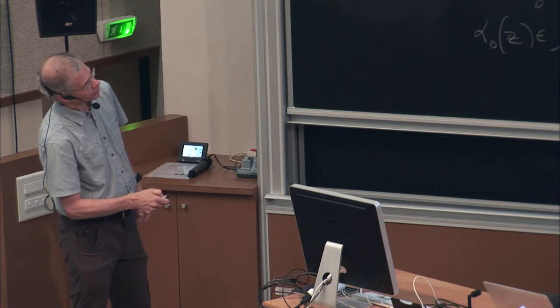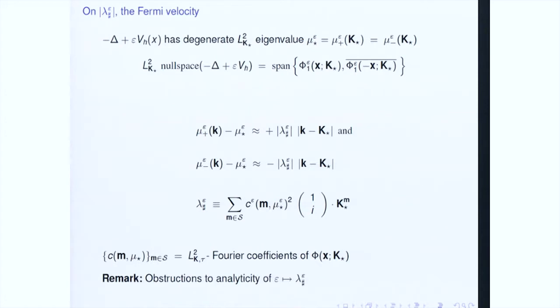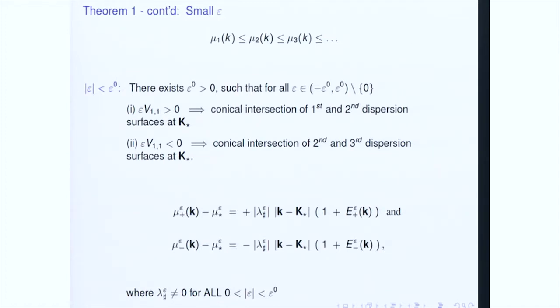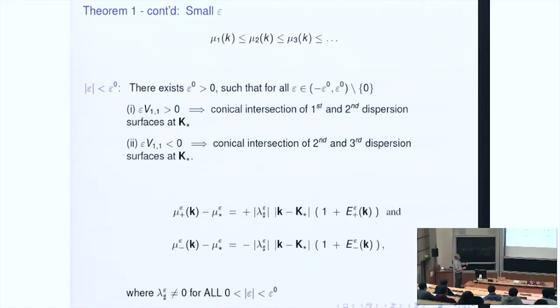Okay. Here's the expression for lambda, the quantity whose modulus is the Fermi velocity. It's a lattice sum over Fourier coefficients of these degenerate Bloch modes. And a key part of the analysis is learning how to treat the variations with epsilon, because in general it's not analytic. For small epsilon, we could say a lot more. We can say that the intersections of the dispersion surfaces happen at either the first and second or second and third bands, but in general, we don't know which bands intersect.